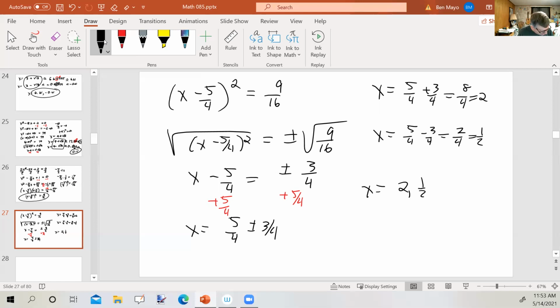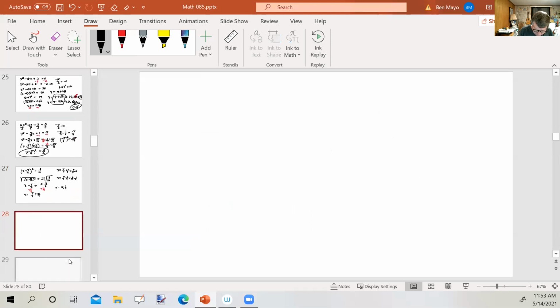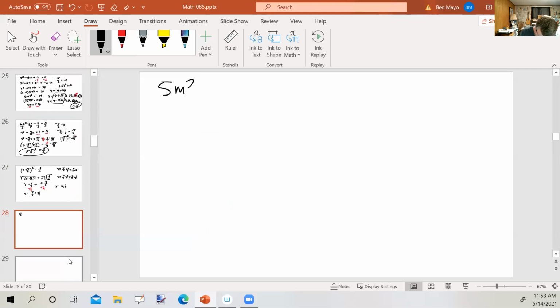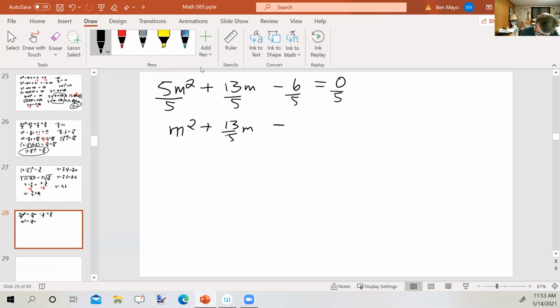All right. Let's take a look at another example. We have 5m squared plus 13m minus 6 equals 0. So my leading coefficient is a 5. I need it to be a 1. So I'm going to divide each term on both sides of the equation by the coefficient of m squared. This gives me m squared plus 13/5 m minus 6/5 equals 0.